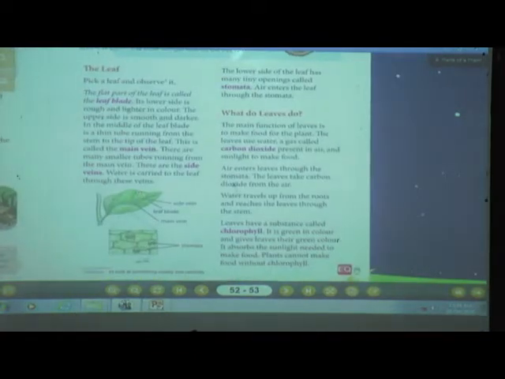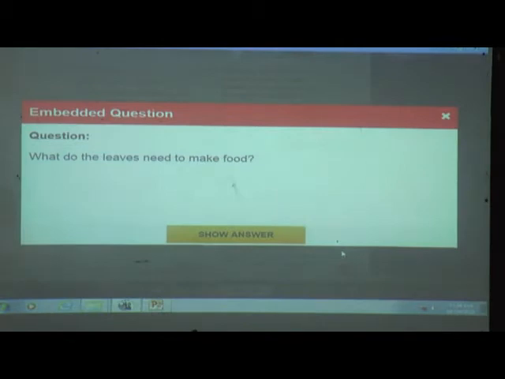The next question is, what do the leaves need to make the food, students? Tell me. What do the leaves need to make the food? Yes, the leaves need water, carbon dioxide, and the last, most important thing, chlorophyll, to make the food. I'll repeat. The leaves need water, carbon dioxide and chlorophyll to make the food. Understood?